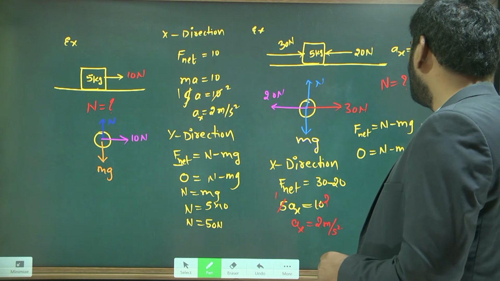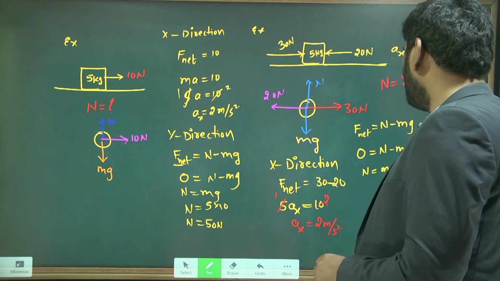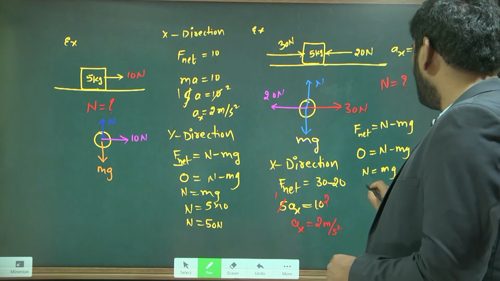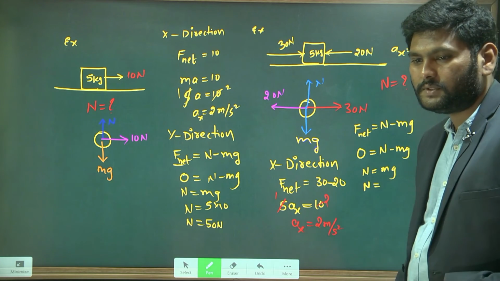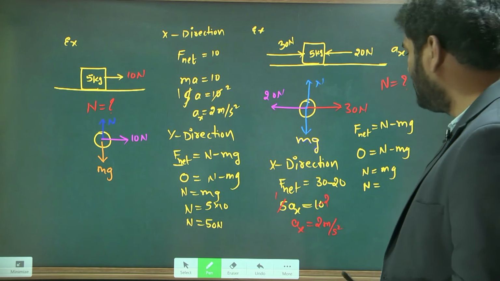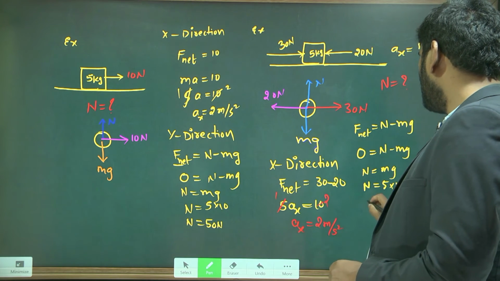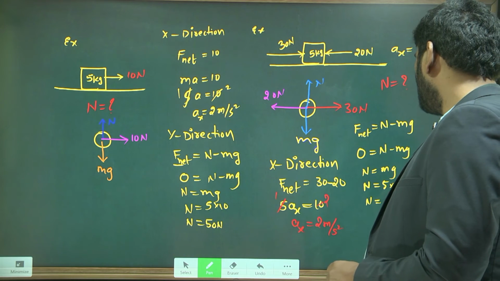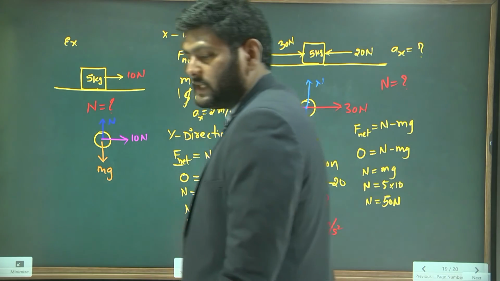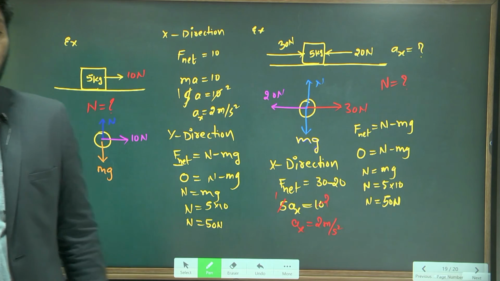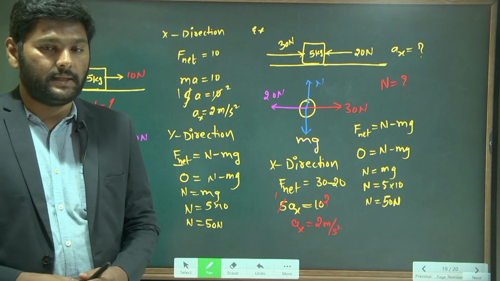N minus mg equals zero. From here, what can you write? N is equal to m into g. Understood? N is equal to 5 into 10. So, N is equal to how much? 50 newtons. Understood? This is the way the free body diagram will help you to know the answers. Understood?